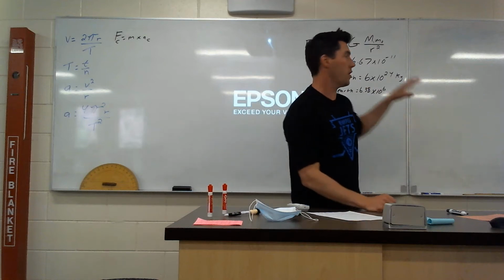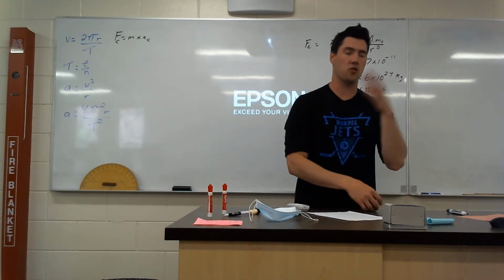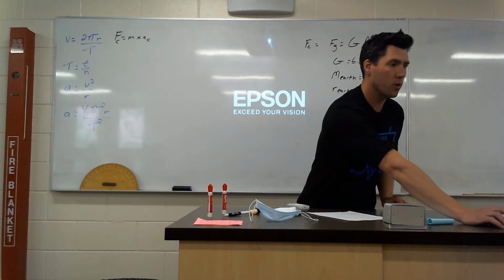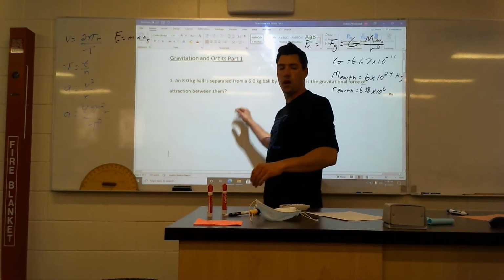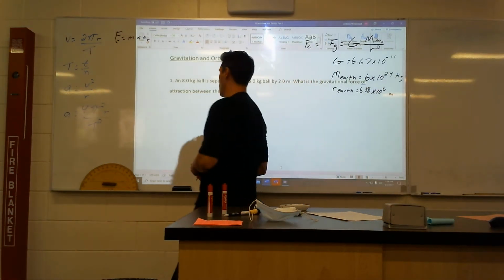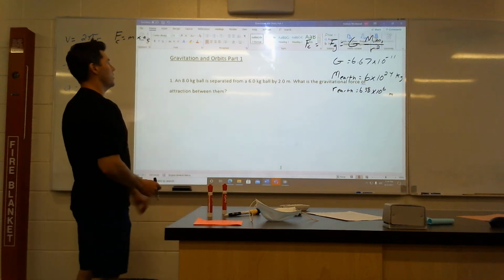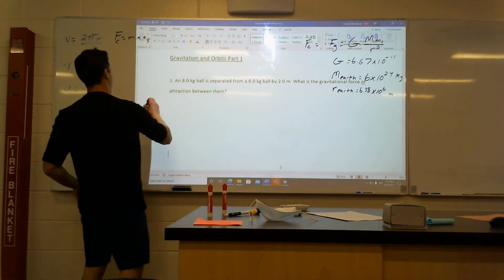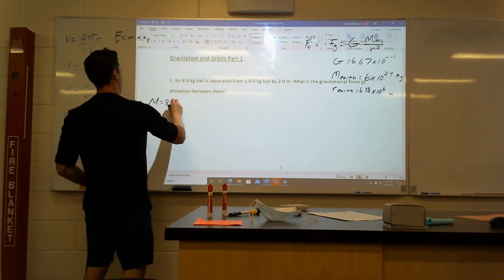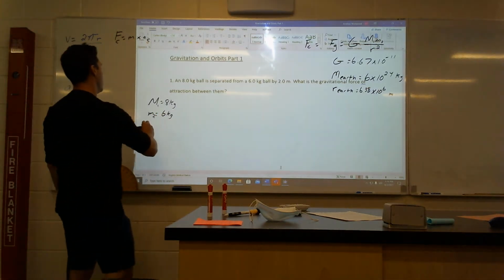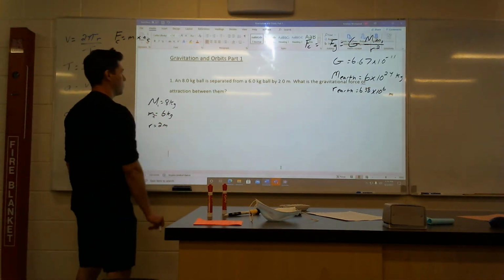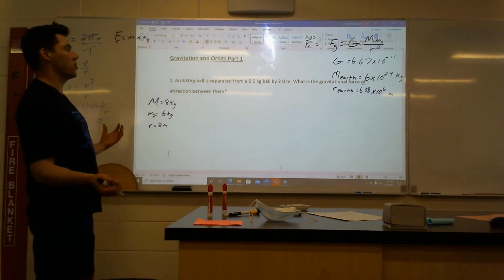So let's use this formula really well to figure out that actual force of gravity, or also the circular force keeping it in that actual orbit. Starting with question 1 from our gravitational orbit questions. It says an 8 kilogram ball is separated from a 6 kilogram ball. So I have big M, 8 kilograms, little m, 6 kilograms. If you just want to put M1, M2, that's fine as well. And the radius is 2 meters apart. What is the gravitational force between them?